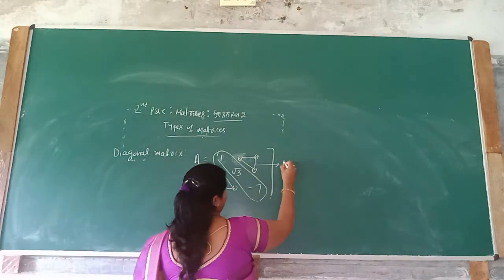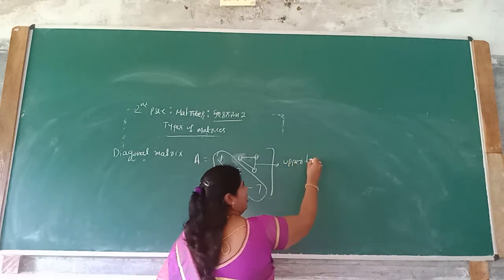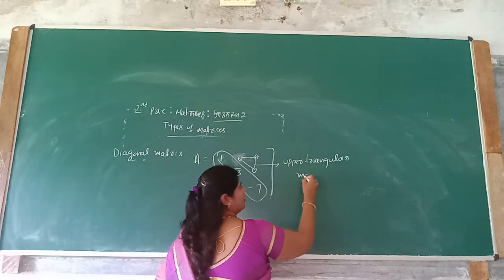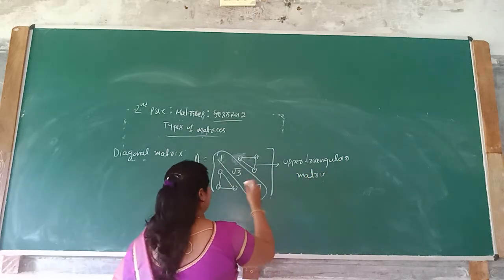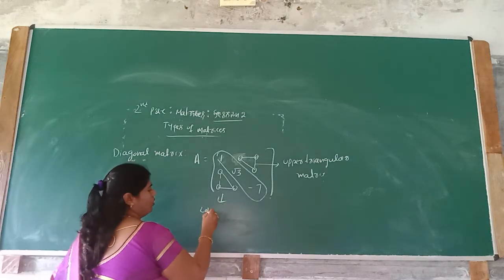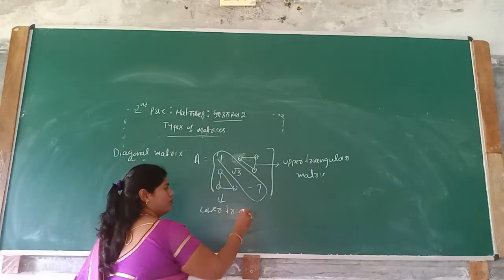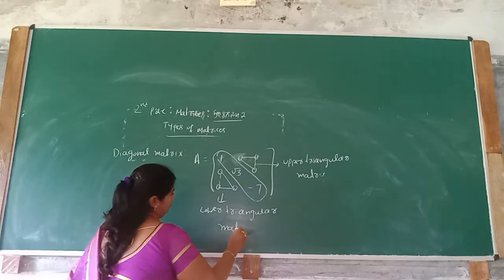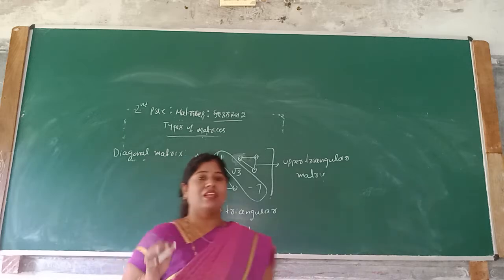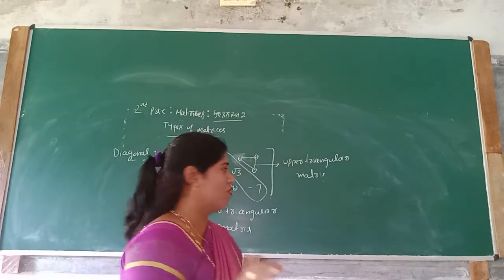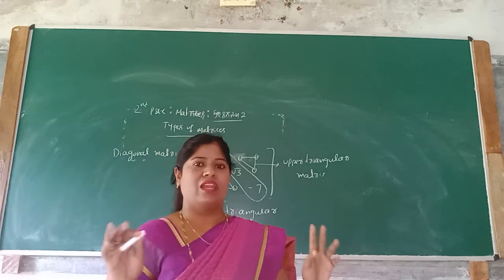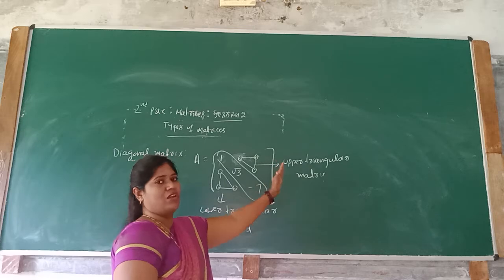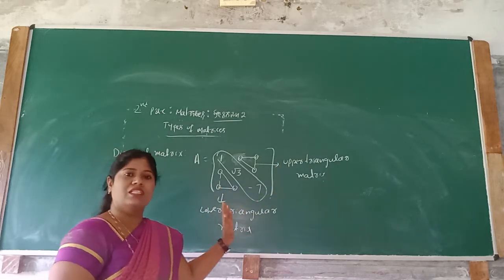So this one is an upper triangular matrix. This one is a lower triangular matrix. So a diagonal matrix is a square matrix if all its non-diagonal elements are zeros. What are the non-diagonal elements here? These are the non-diagonal elements. They are also non-diagonal elements.